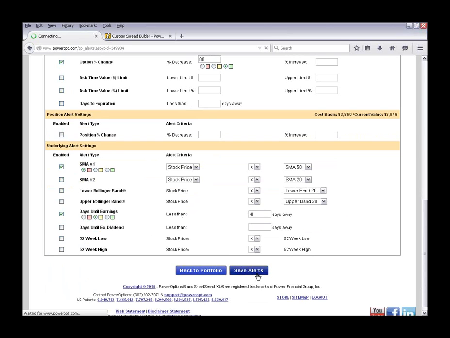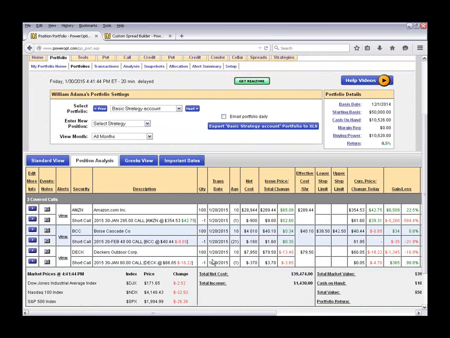All right, now that I've set those alerts, let me go ahead and save those. I think the 50-day moving average might be triggered. Oh, no, I was wrong. Okay, so right now we see that view. Now, right now nothing's been triggered on BCC.